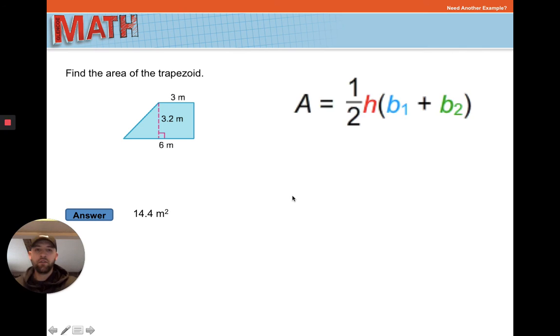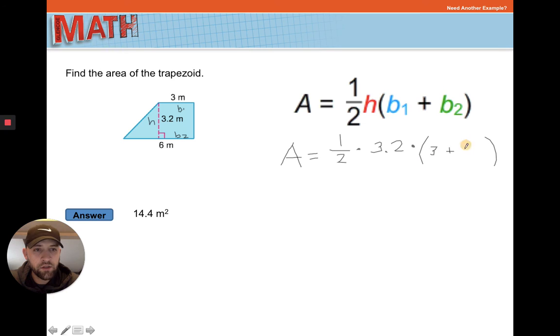Let's do one more of these just in case you're a little skeptical about it. We'll do this one pretty quick. So area is equal to 1/2 times the height times base 1 plus base 2. We got base 1 up top, base 2 on the bottom. Height with those dotted lines. So 1/2 for my formula, 1/2 times the height, which we found out was 3 and 2/10. We just got that from the picture over here. Times base 1 plus base 2, which are in parentheses, so 3 plus 6.